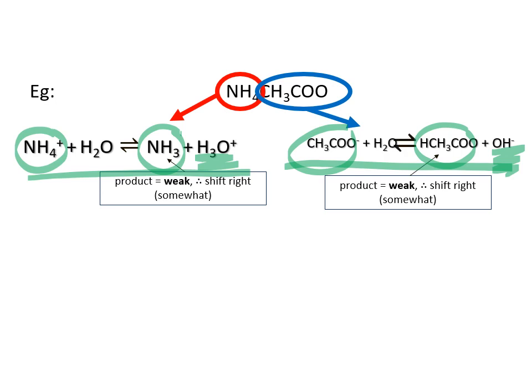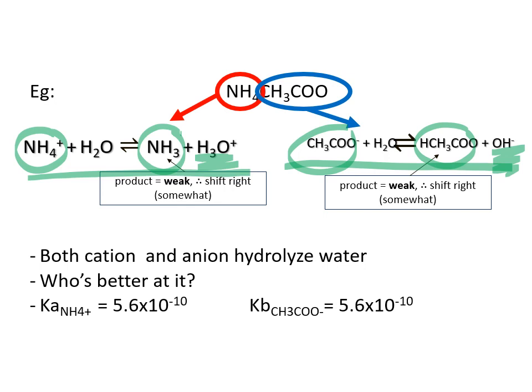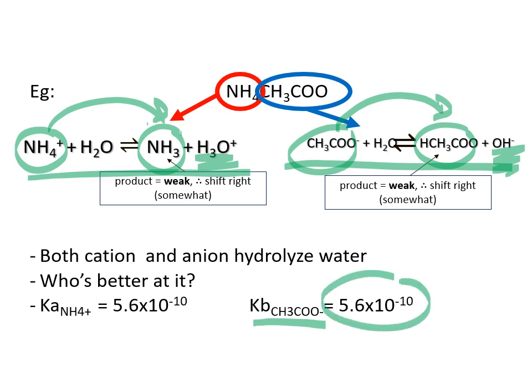So both of these are going to hydrolyze water. To know who's going to win, you compare the Ka of the acid, so how good is the ammonium at shifting to the right versus how good is the acetate at shifting to the right. Now you need to look at the Kb of the acetate, not the Ka of its conjugate partner, because it's the one that's actually doing the job. So its ability to be a base is represented by this Kb value. The ability of the acid to be an acid is represented by this Ka value.